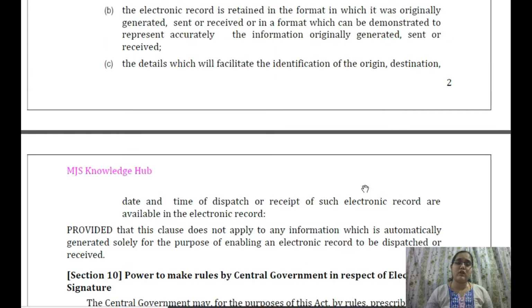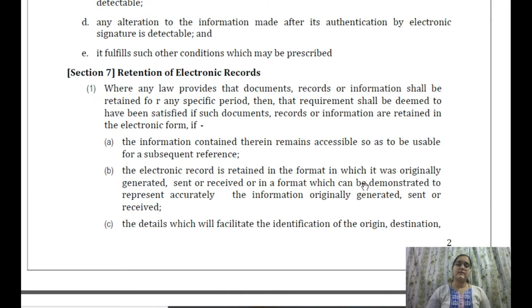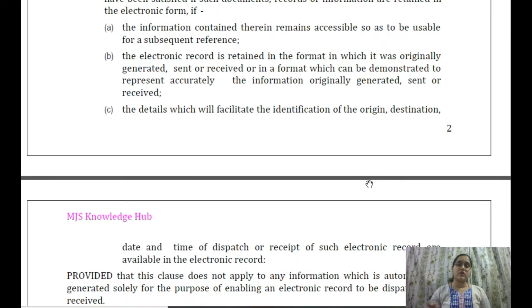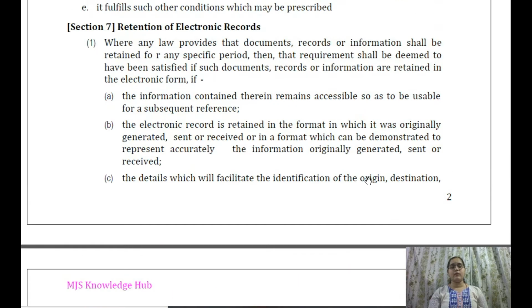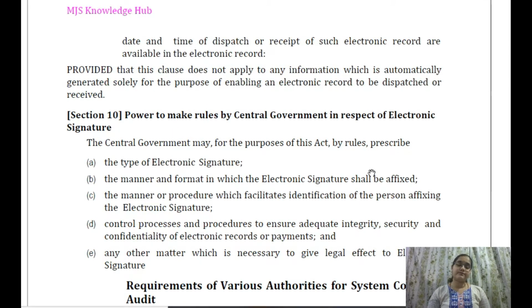So retention of electronic record, how can you say that? First thing, the information contained in it is accessible for subsequent reference. Second, the electronic record is kept in the format in which it was generated, sent or received, or in a format which demonstrates accurately the information originally generated, sent or received. Third, the details which will facilitate identification of the origin, destination, date and time of dispatch or receipt of such electronic record are available in the electronic record. So these are the three important things which we must keep in mind when we are trying to retain the electronic record.